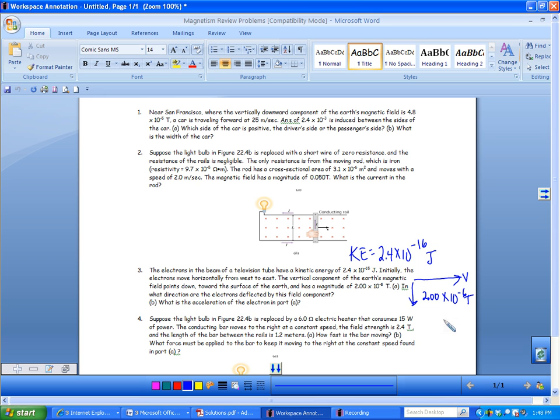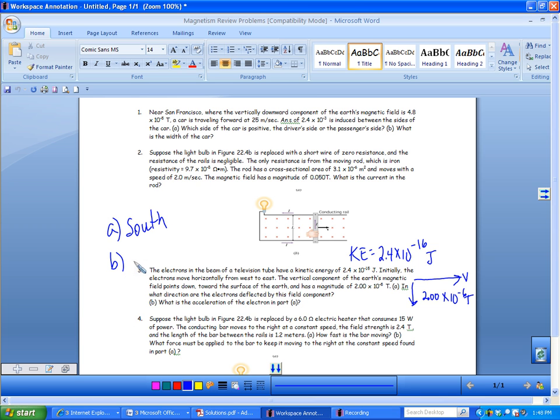So I'm going to use the left hand because it's electrons, and I'm going to say that my fingers need to go down into the Earth. I'm moving from west to east, so my force is going to be to the south. So my electrons are going to be pushed to the south because that's the direction of the force. Okay? Then B says, what is the acceleration of the electrons in part A?